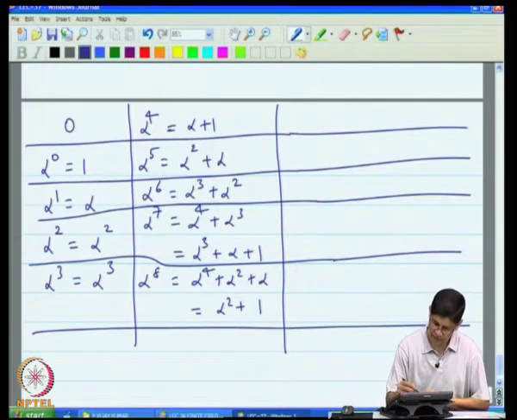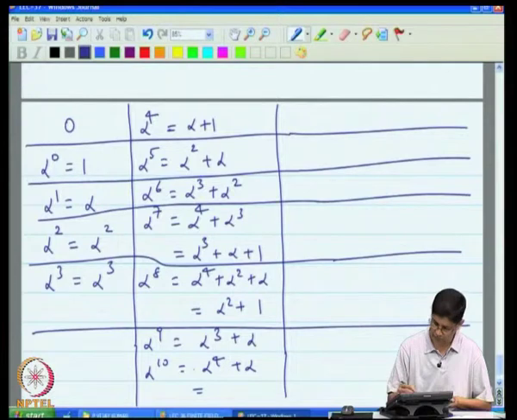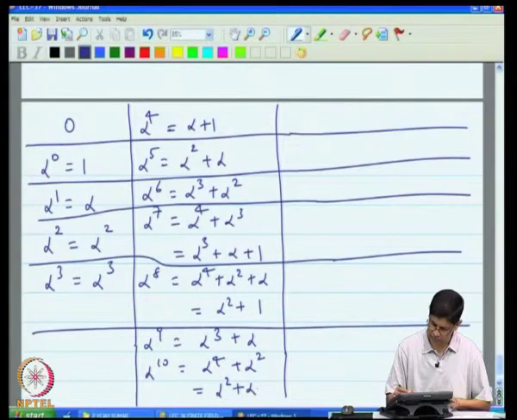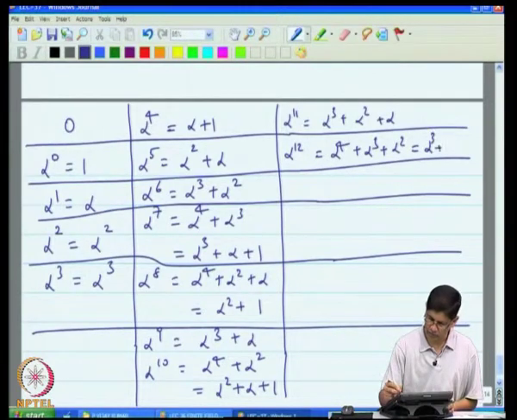Okay. Then alpha to the 9 is alpha cubed plus alpha. Alpha to the 10 is alpha 4 plus alpha squared, which is alpha squared plus alpha plus 1. Alpha to the 11 is alpha cubed plus alpha squared plus alpha. Alpha to the 12 is alpha 4 plus alpha cubed plus alpha squared, which is alpha cubed plus alpha squared plus alpha plus 1.